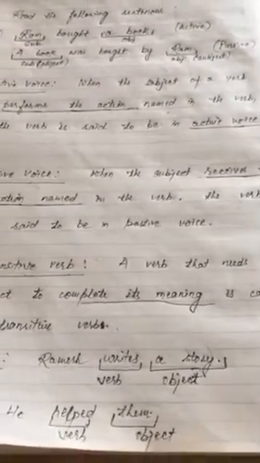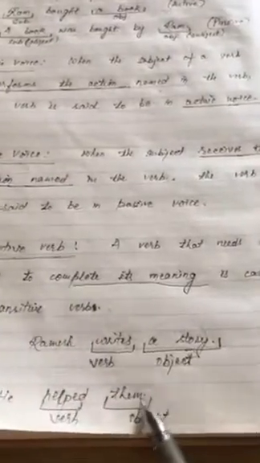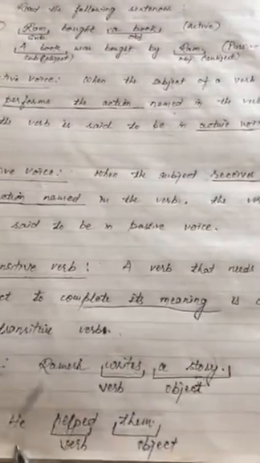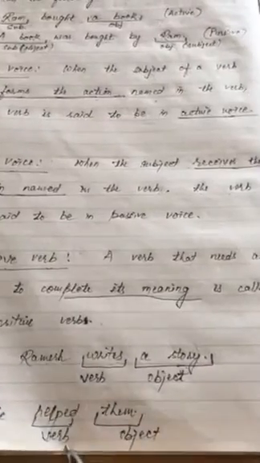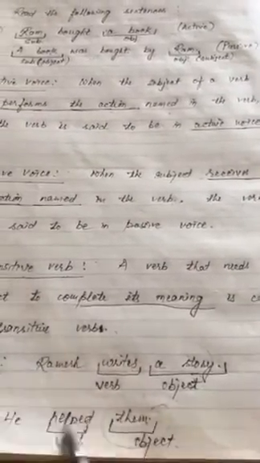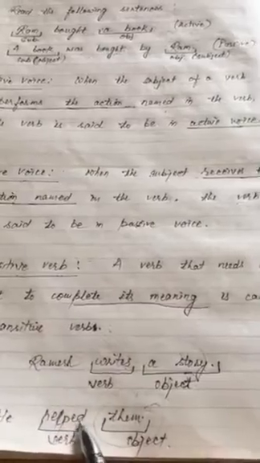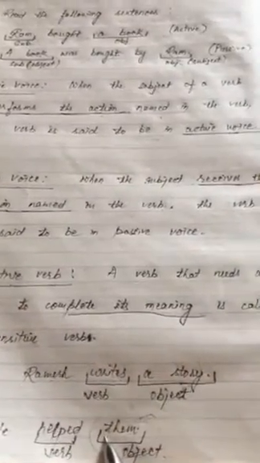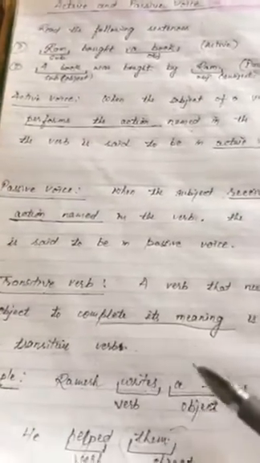Let's see another example. He helped them. Again, he is your subject, helped is your verb, and them is your object. Again, if we remove them from this sentence, then it does not have a complete meaning. The meaning of this verb remains incomplete. When we add the object to this verb, then it has a complete meaning. Therefore, these two verbs are your transitive verbs.